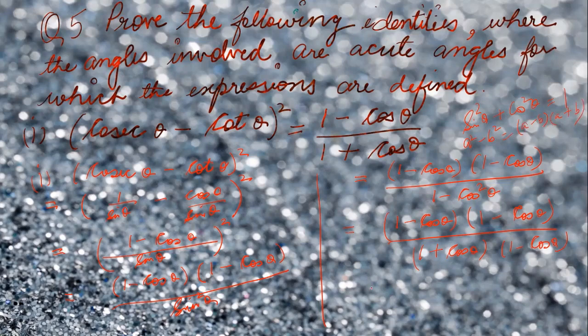Okay, so from here you can cancel this. So it will be (1 minus cos theta) upon (1 plus cos theta). So this is your right hand side. So in this way you will be solving it.